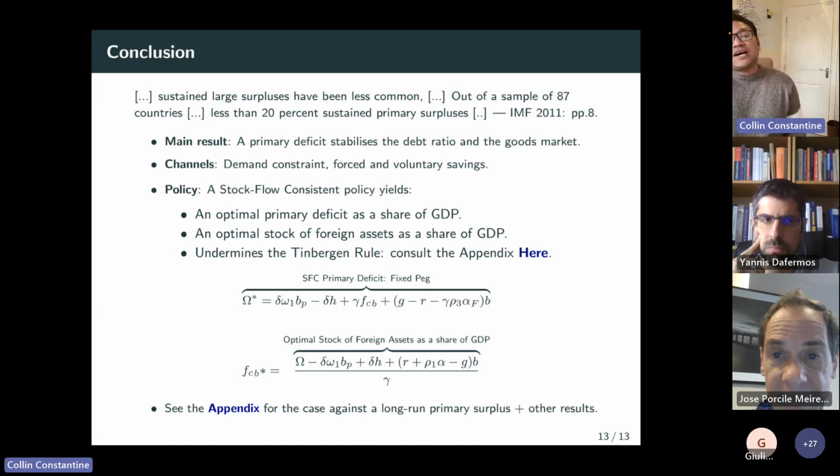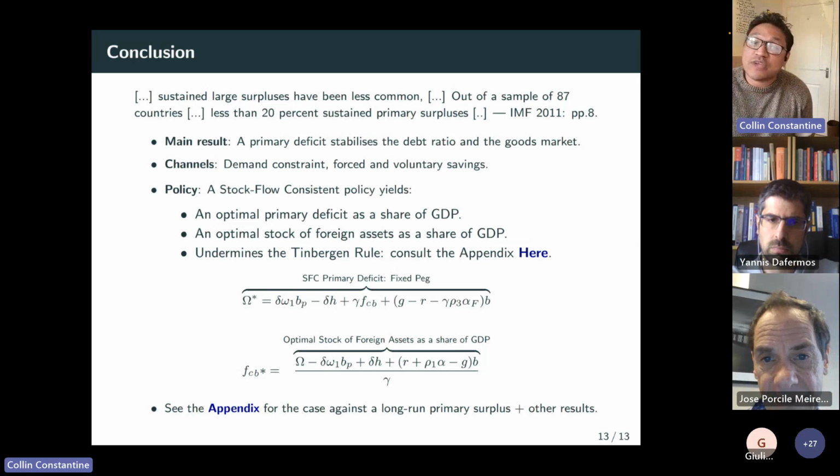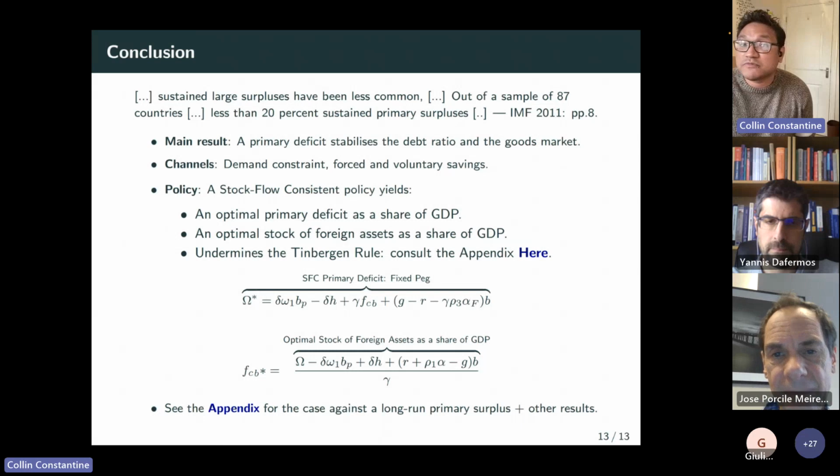Now, in my view, this undermines the Tinbergen rule, which requires n instruments for n targets. Here we have one instrument, and that is fiscal policy, and the targets would be goods market equilibrium, full employment, and debt stability. Well, that's why it's stock flow consistent. I don't think there's anything peculiar there.